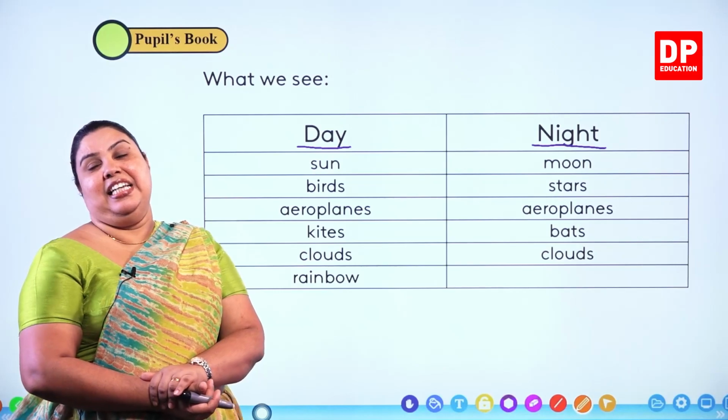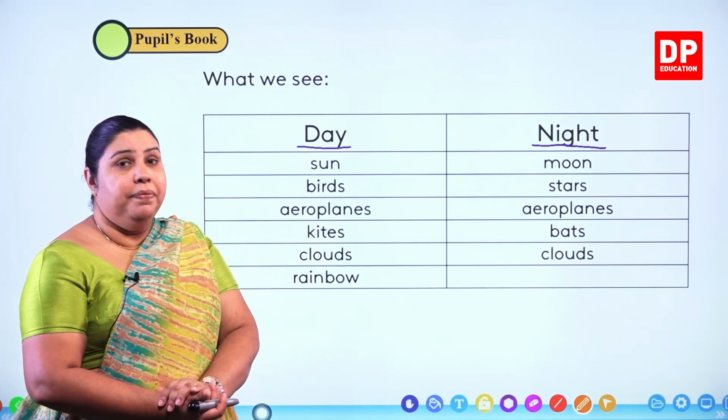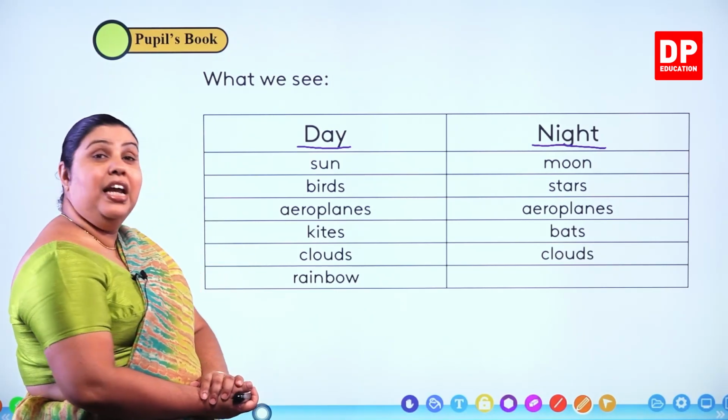During the daytime. During the daytime in the sky we can see the clouds. Then what else? We can see the rainbow.